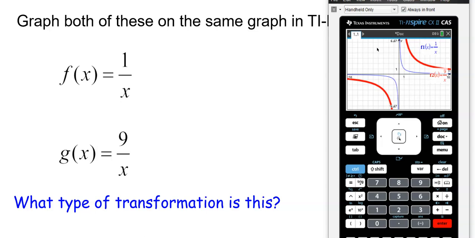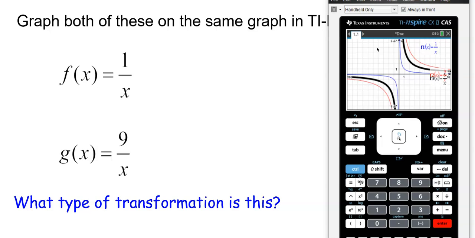If I even did another one here, like 5 over x, it'd probably be somewhere in between those two. So you can see these graphs all have a similar behavior. They're in the same quadrants. They approach the same asymptotes. They don't go through any of the same points exactly. So what transformation is this? You may be familiar with that.